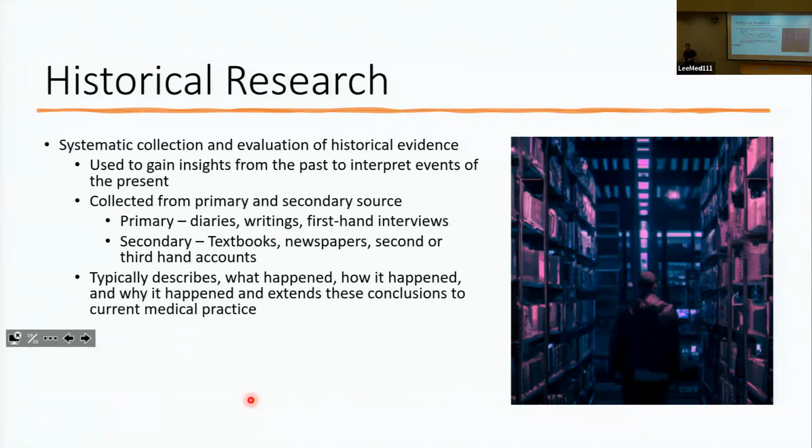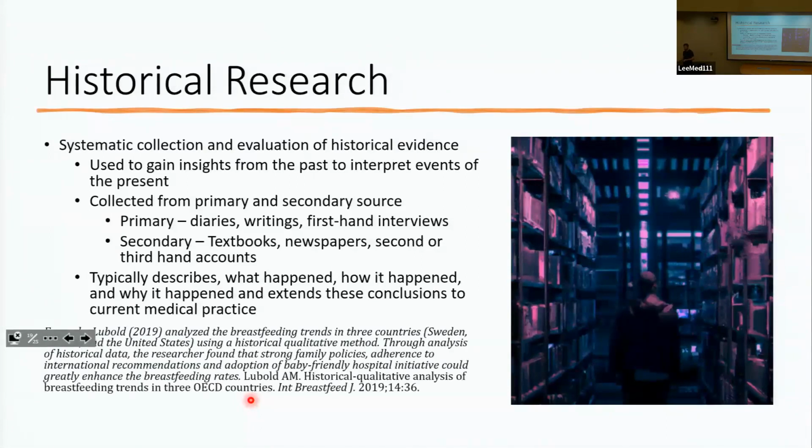And what you typically see here are descriptions of what happened, how it happened, and why it happened, with the goal of extending these conclusions to current medical practice. So an example here is a study by Baugh in 2019, where they analyzed the breastfeeding trends in 3 countries, Sweden, Ireland, and the United States, using a historical qualitative method. Through analysis of historical data, the authors found that strong family policies, adherence to international recommendations, and adoption of baby-friendly hospital initiatives could greatly enhance breastfeeding rates. So by looking historically at the impact that these things had on breastfeeding rates, you can make conclusions about current medical practice and say, these are the things that we should do if we want this outcome.